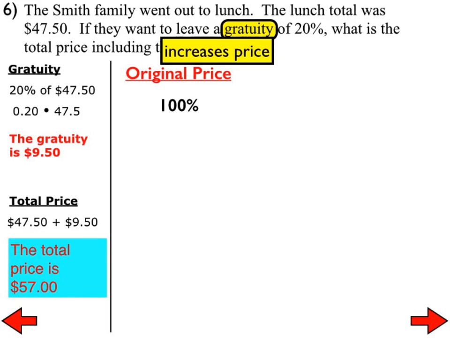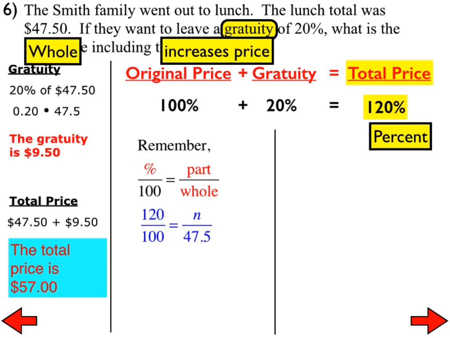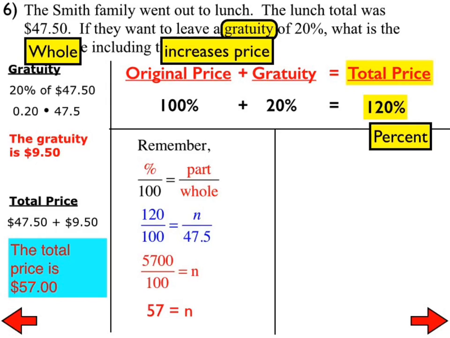The proportion way, we would want to use 120%. So that would be 120 over 100 equals n over 47.5, because the $47.50 is the whole, and we get $57 for the total price. Or the percent way, it would be $57.